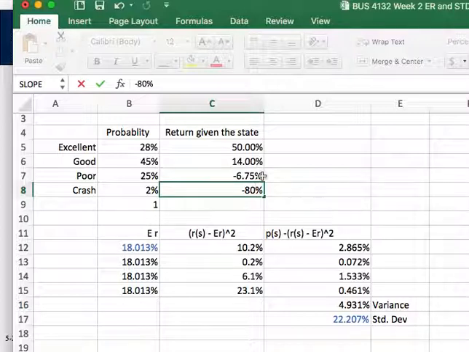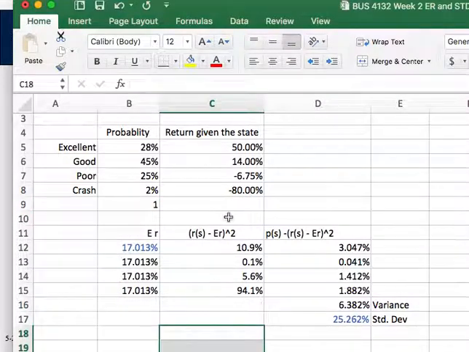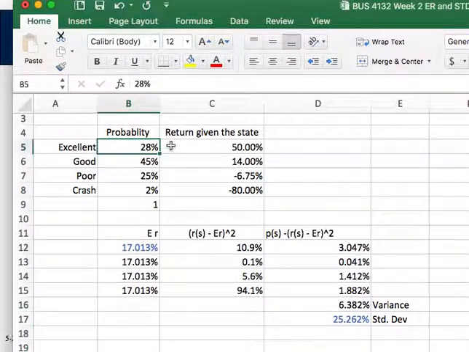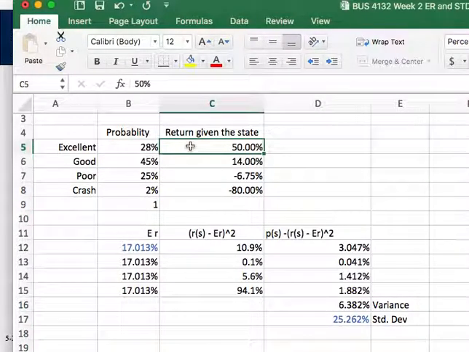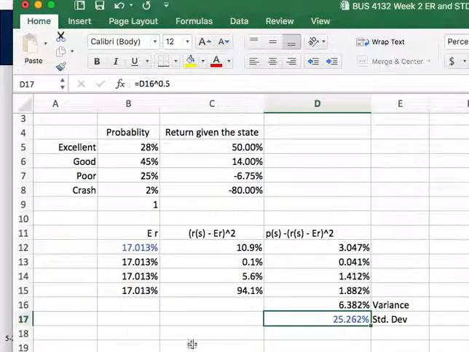And in fact, in the Depression, the stock market was down 60, 70%, I forget, but it was very, very high. So let's just say there's a 2% chance of a nuclear event, a terrorist thing. And so let's put that in there. And so what happens here? Our expected return, because we have very high probability of an excellent economy with a 50% return, is 17%, and our standard deviation is 25%.